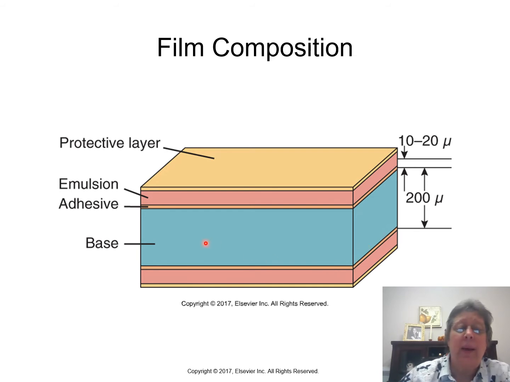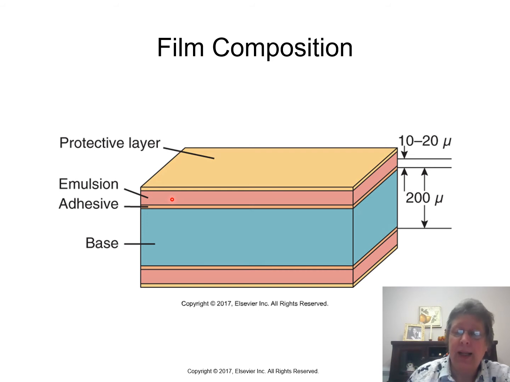And then what happens is that glue holds the next layer, which is the emulsion. The emulsion goes on both sides just like the adhesive layer does. The adhesive layer helps the emulsion to disperse evenly across the film. We're going to talk about in just a minute that this emulsion has silver halide crystals in it.